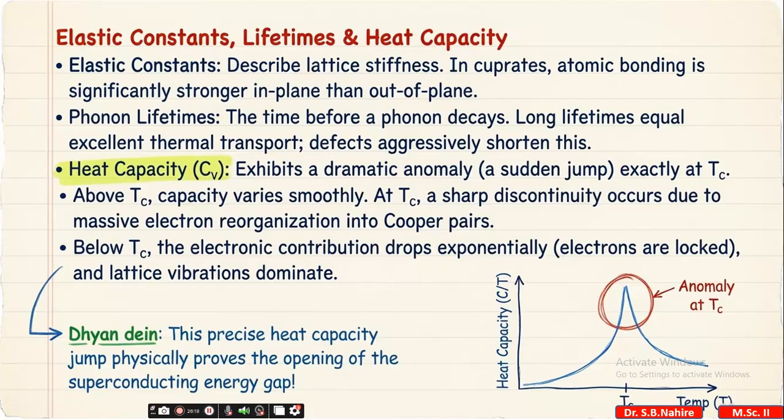Now, next important point, heat capacity denoted by CV. Heat capacity shows a very important behavior at the critical temperature Tc. It exhibits a sudden jump, which is called an anomaly. Now, understand this carefully. Above Tc, heat capacity changes smoothly with temperature. But exactly at Tc, there is a sharp discontinuity. This happens because electrons reorganize themselves and form Cooper pairs.